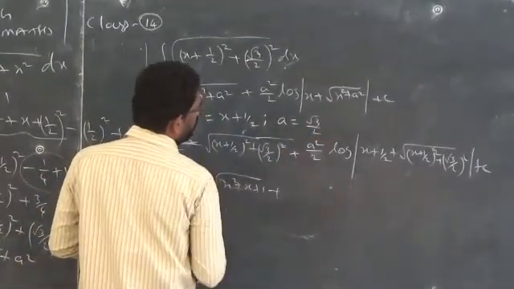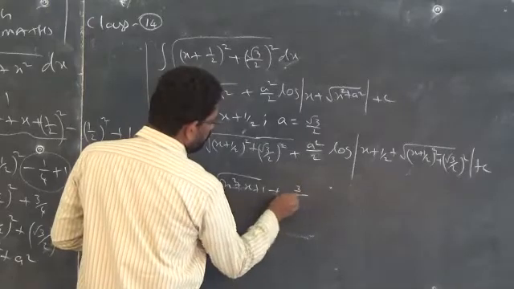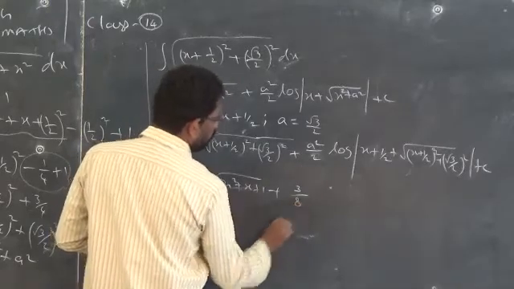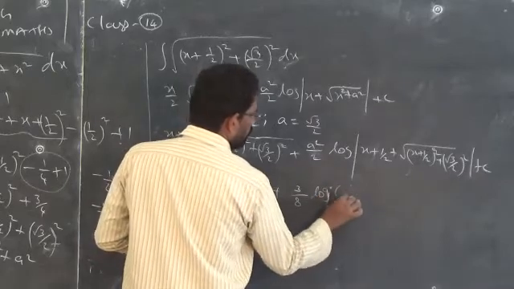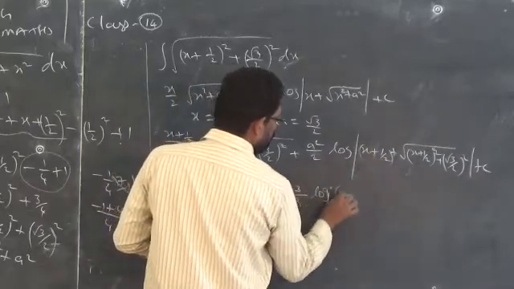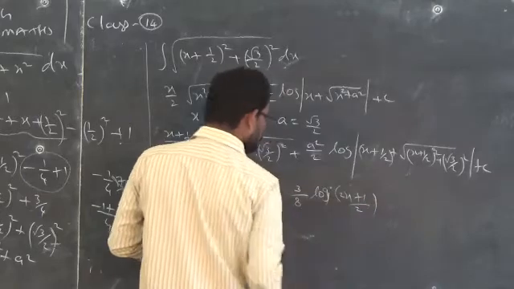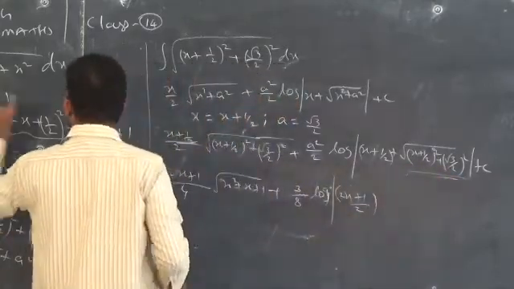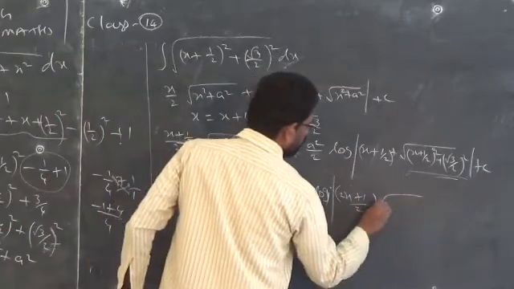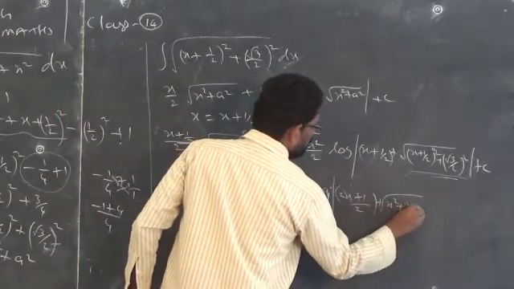When you square this one, what will be the answer? 3 by 4, and 4 twos are 8, so 3 by 8 log of 2x plus 1 by 2. Then again I said this is taken from x square plus x plus 1.